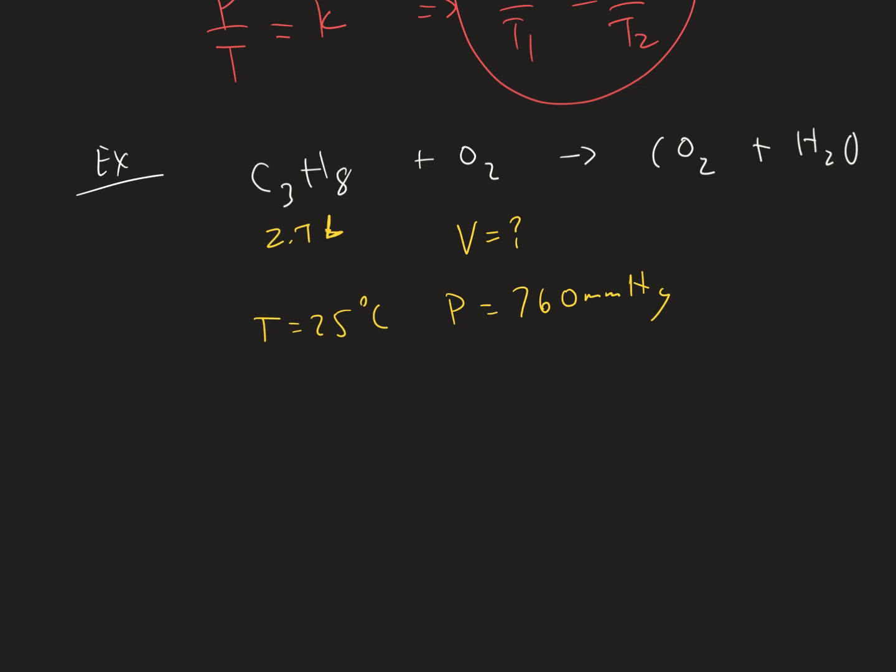All right. So where do we start? We can start a lot of different places. PV equals nRT, and then we're solving for V. PV equals nRT, and we need V, right? So divide by P on both sides. V equals nRT all over P.